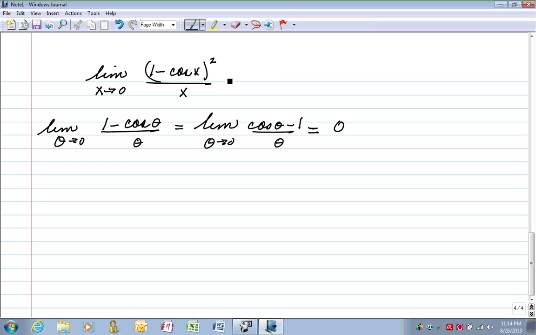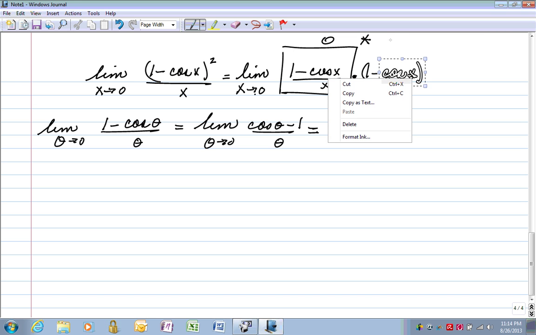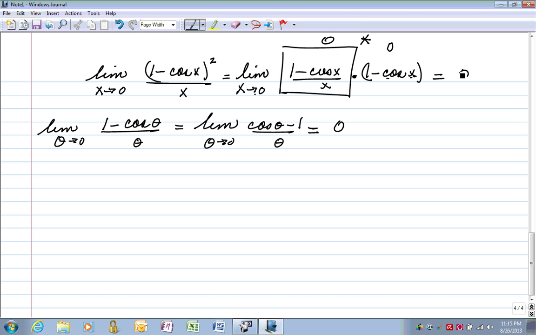So what you do is you fiddle. You rewrite this as (1 minus cosine x) over x, times (1 minus cosine x). This, according to the theorem, will be a big fat 0. As x approaches 0, the cosine of 0 is 1. 1 minus 1 is 0. So, through creativeness, the answer is 0.